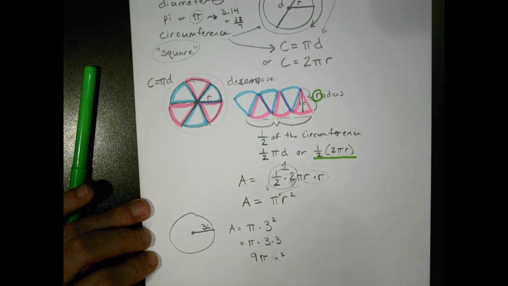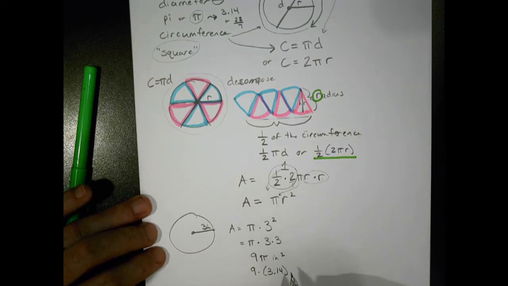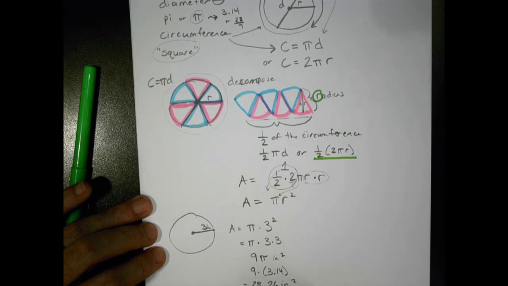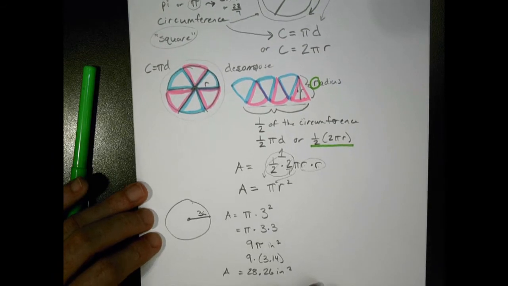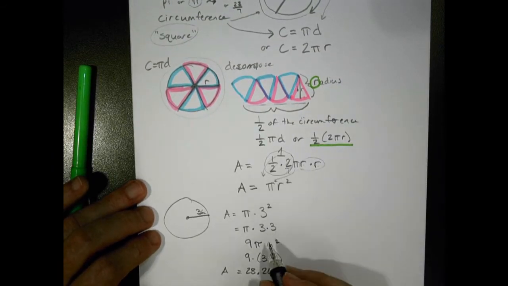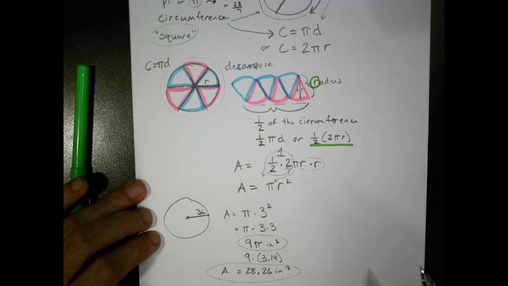But if they want us to give a real number, then we can take 9 and multiply it by 3.14. When we do 9 times 3.14, we end up with 28.26 inches squared. That becomes the area of that circle right there. So you could either say it's 9 pi inches squared if you left it in terms of pi, or if you had to do more work with it, you would put in an equivalent of pi, 3.14, and multiply it out to see what you come up with. Okay, both are acceptable.